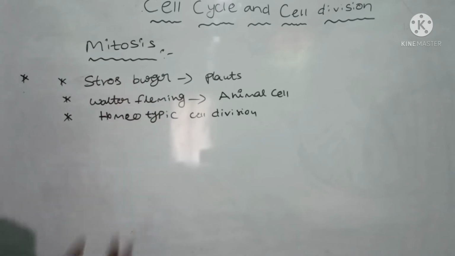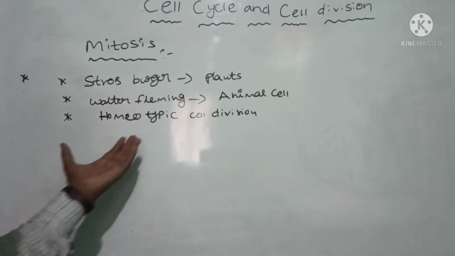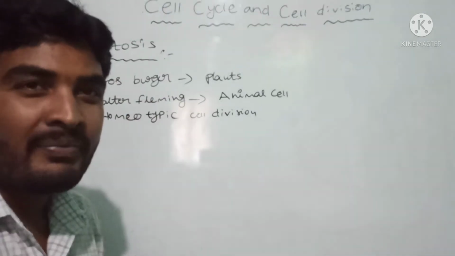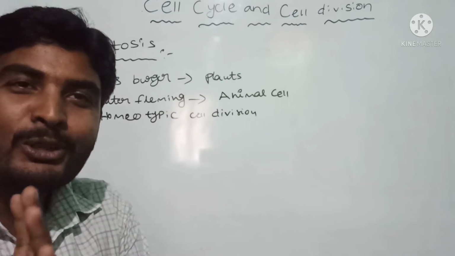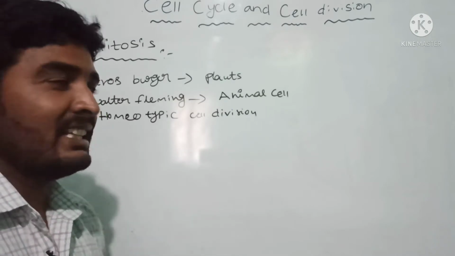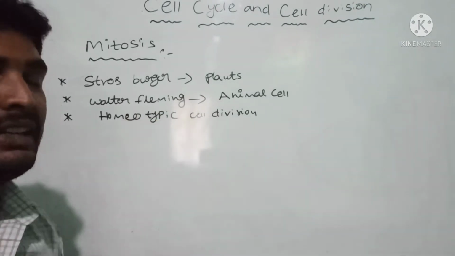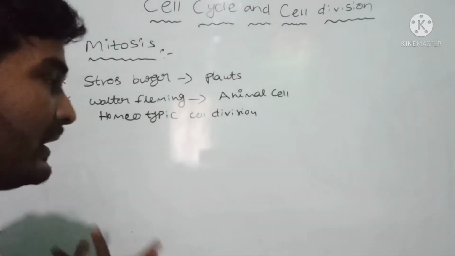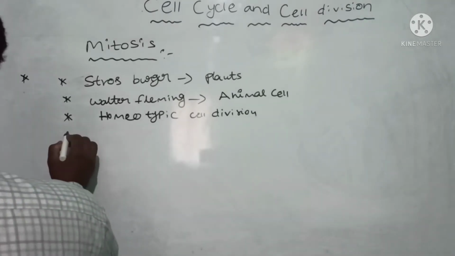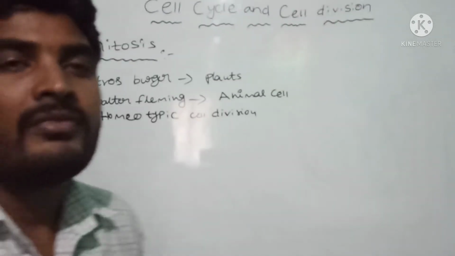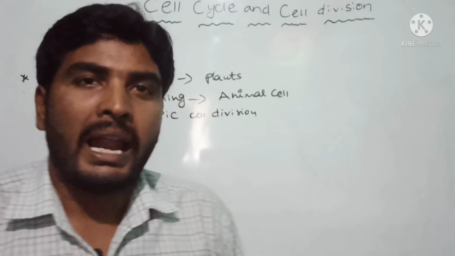Why do we call mitotic division homeotypic cell division? Daughter cells are identical to each other and to the mother cell. That is why this mitotic cell division is called homeotypic cell division.